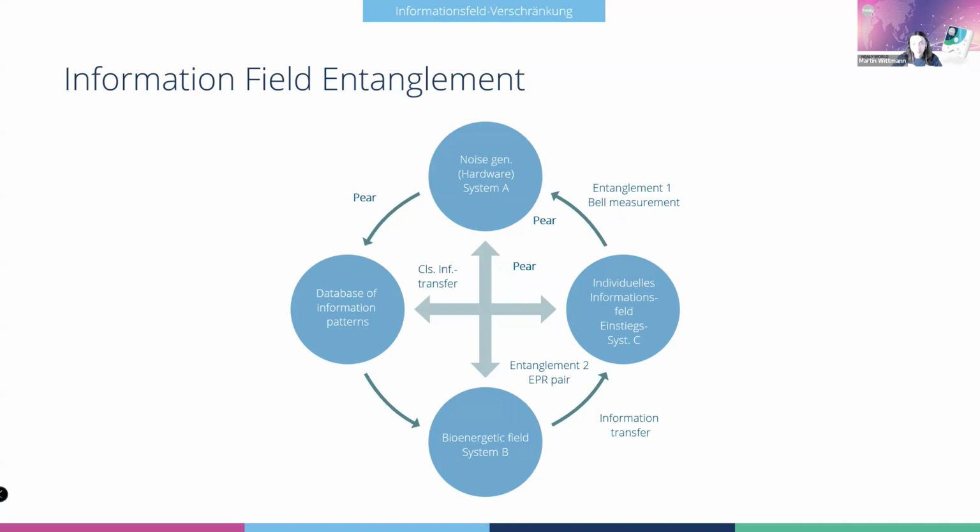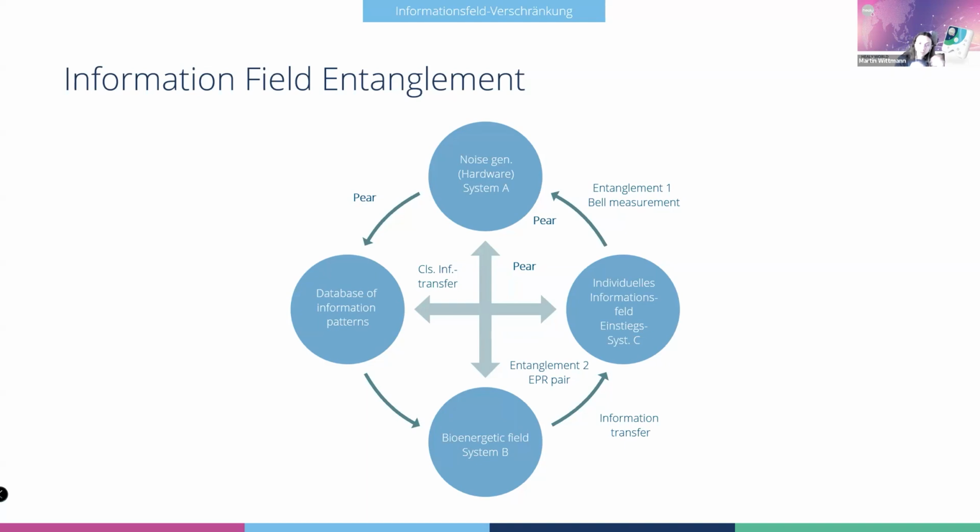So what is happening? You are basically using the smartphone as your classical information transfer using the databases, which are entangled with the noise generator, which are entangled with your information feed or that of your client. And you are, of course, also entangled with your bioenergetic field. And then you actually get the information that is relevant according to your focus that you have for this person. And that's basically how information field analysis works.